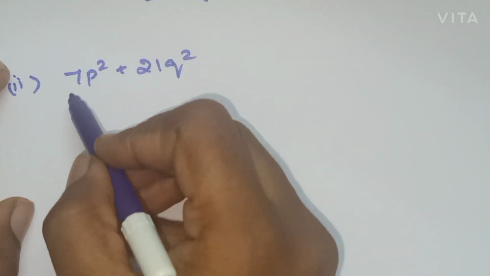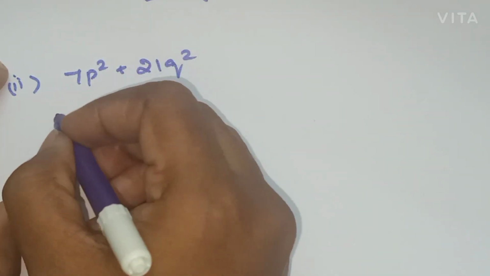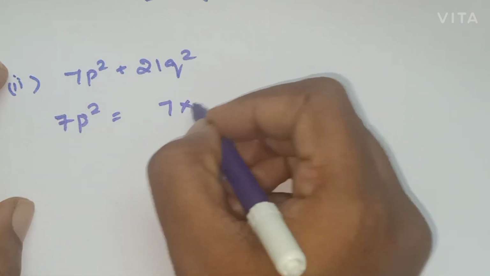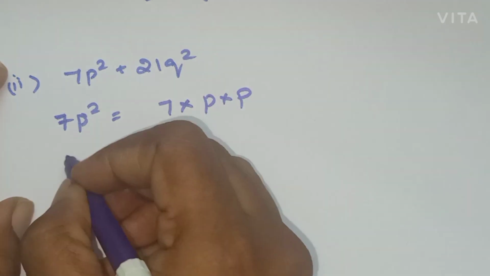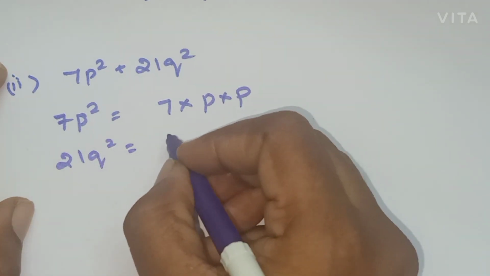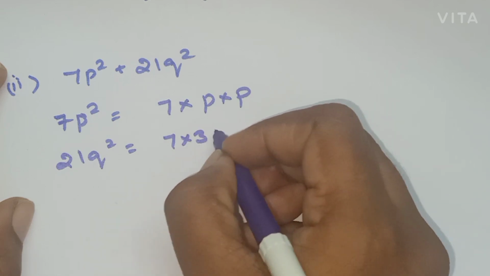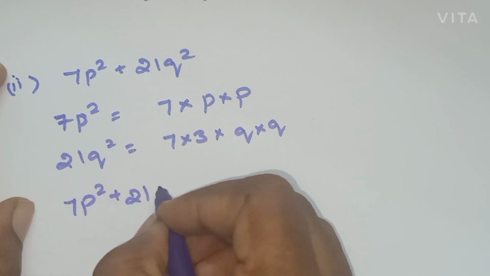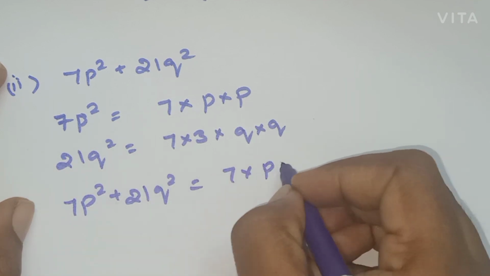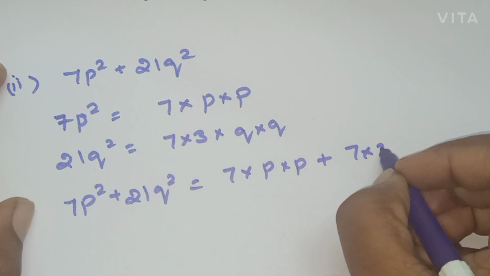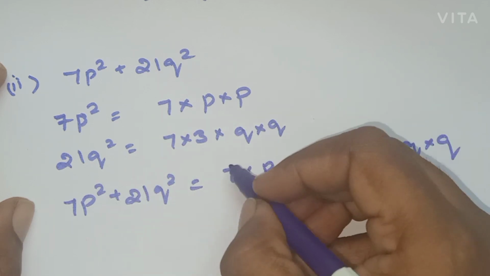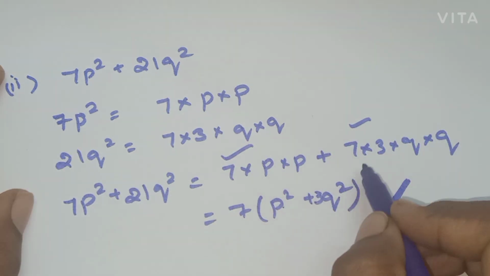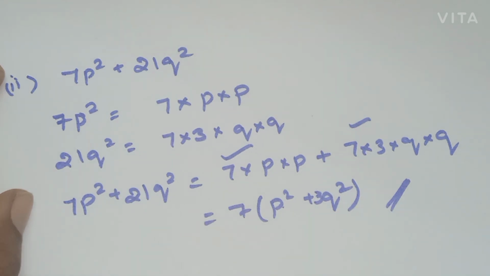Second subdivision, 7p square plus 21q square. So consider 7p square. 7p square we can write as 7 into p square. 21q square we can write as 7 3s are 21 into q square. So 7p square plus 21q square is equal to 7 into p square plus 7 into 3 into q square. Now I can take 7 to be commonly out. We take 7 commonly out, remaining p square plus 3q square to be the answer.